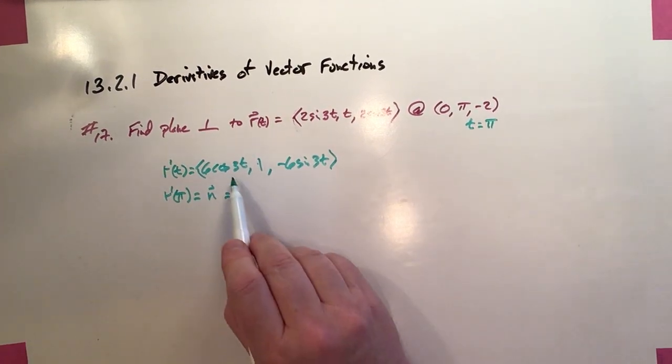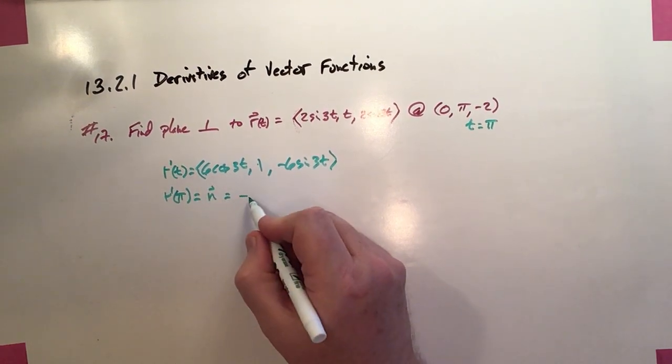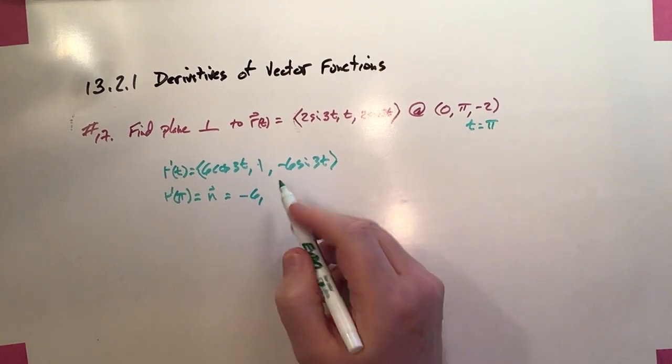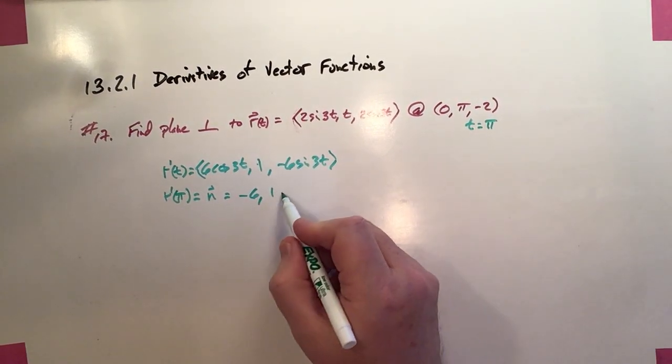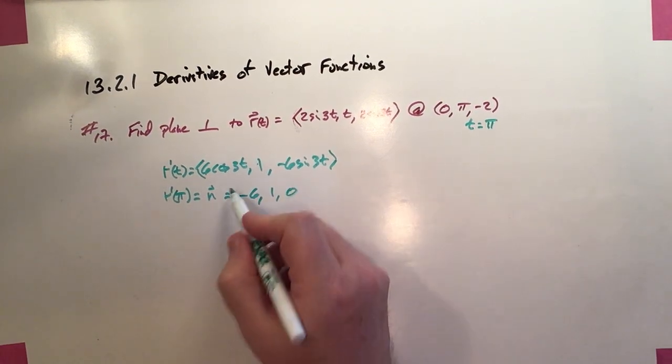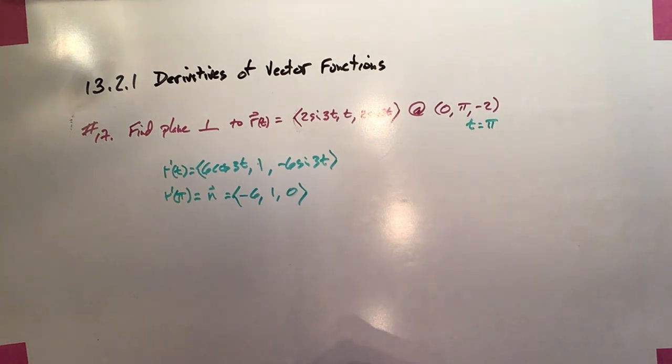And plugging pi in, this is going to be, again, odd multiples of pi, so that makes it -1 times 6, so it's -6. This is always 1. And any odd number of pi's will make it 0 for sine. So <-6, 1, 0> is the direction of the normal.